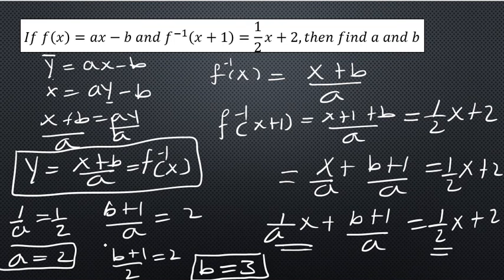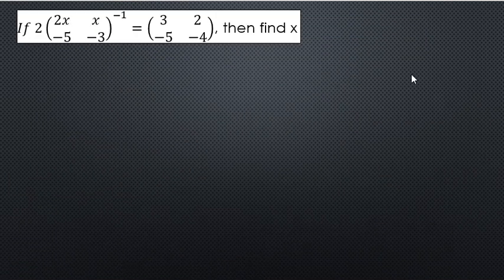This is question number 2. Let us see the next question. The next question here is a matrix question. It says 2 times the inverse of the matrix 2x, negative 5, negative 3, x. So we need to first find the inverse of this one. It says 2 times the inverse of this 2 by 2 matrix is equal to another 2 by 2 matrix given here.